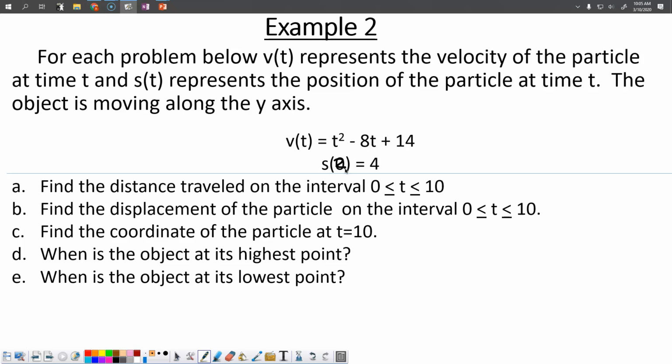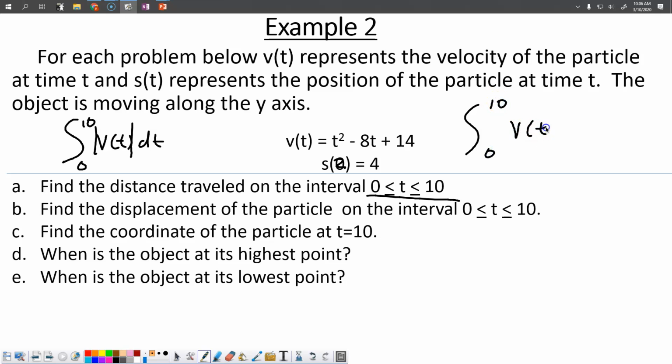Here we go. So, part A, find the distance traveled on this interval. Now, yesterday we talked about how you find distance. The way you find distance is you do the integral of your velocity function, but with an absolute value on it. So we're going from 0 to 10. And then for part B, we're going to find the displacement. To find your displacement, it's the same thing, but without the absolute value on it.